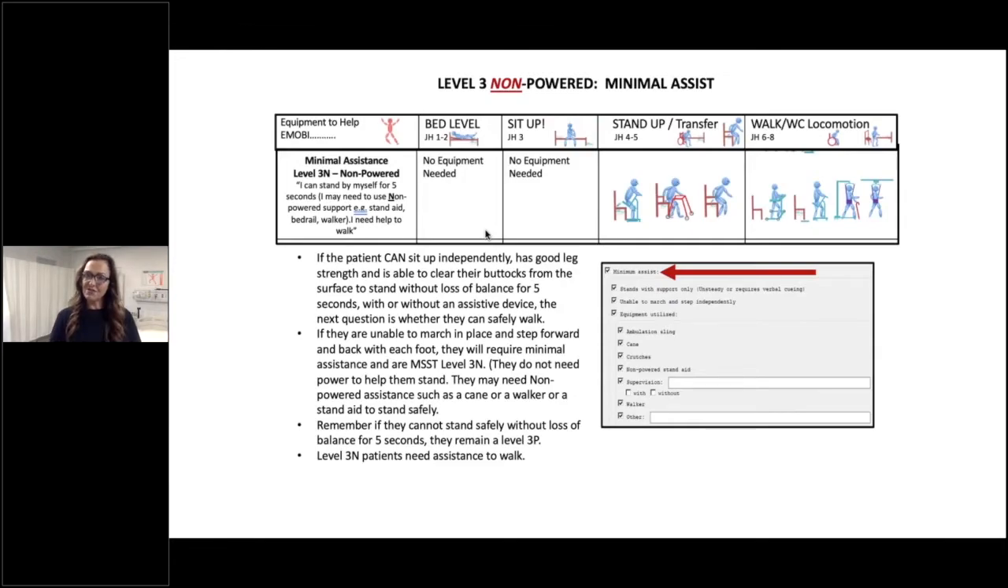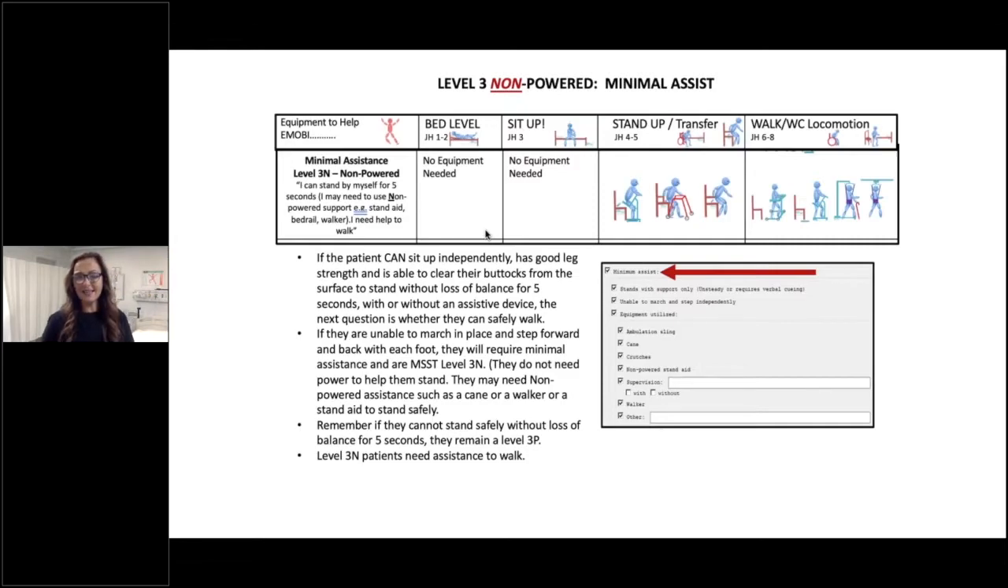So the patient at a 3N can sit up unsupported, they can stretch and point, they can stand without swaying and faltering for 5 seconds. Next step is to see, can they march in place and step forward and back? If they are unable, they will remain a level 3N. They do not need power. They may need a non-powered standing. They may need a walker or a cane. And they are going to require help or assistance to walk.